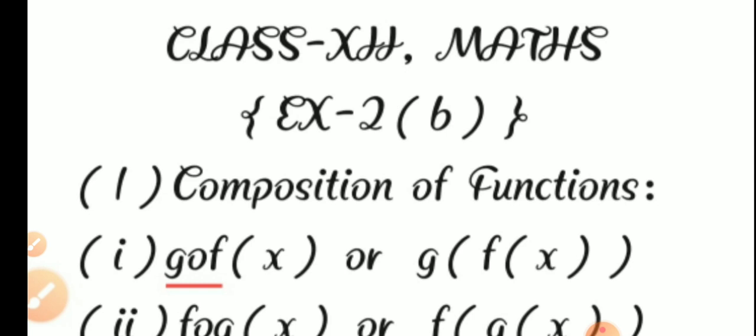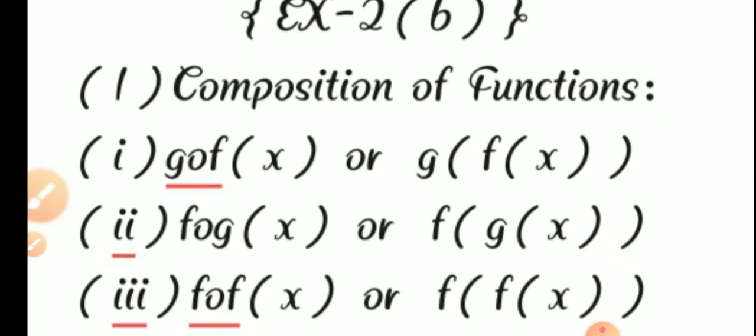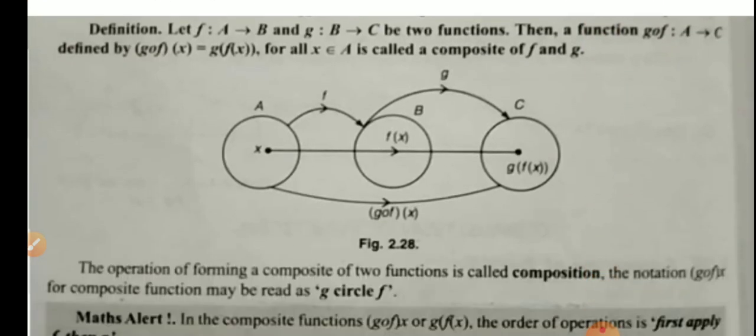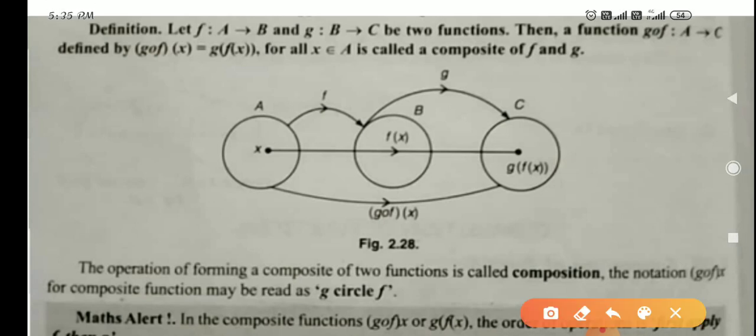Composition of functions means a kind of chain reaction in which functions occur one after the other. In other words, we can say the product of one reaction works as a reactant of another reaction, and then we get the final product. Here you can see in the picture, this x is the reactant of the first reaction. First reaction means the first function.